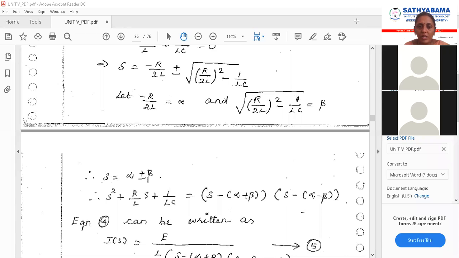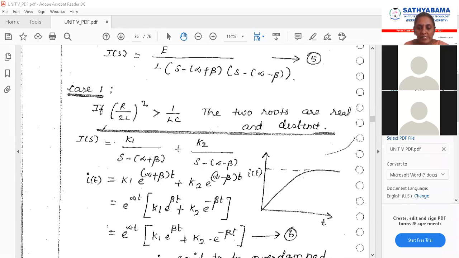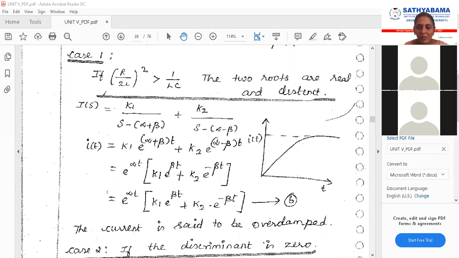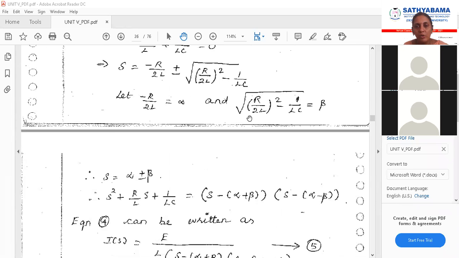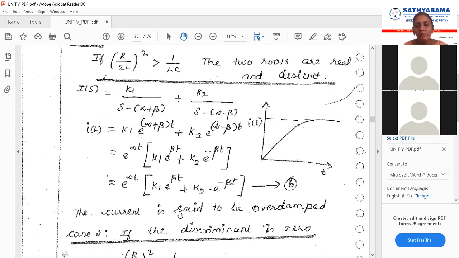Now, substituting here, we get I(s) equal to E by L into (s minus (alpha plus beta)) and (s minus (alpha minus beta)). Now we have three cases. Case 1: what we are going to deal with is if (R by 2L) the whole square is greater than 1 by LC. We have the expression for beta, and we are going to consider (R by 2L) the whole square greater than 1 by LC.